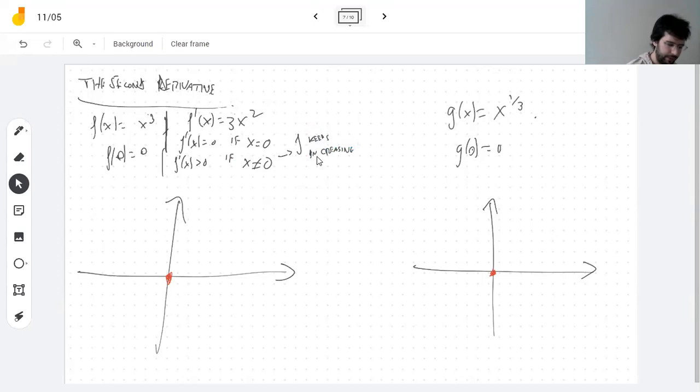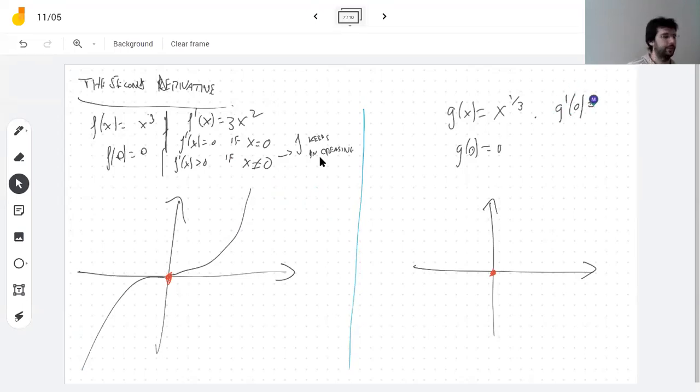And for example, it approaches infinity at zero, and it approaches negative infinity on the other side. So it probably looks something like this. So what about the other function? Well, it's not differentiable at zero. So what's the derivative of x to the 1/3?